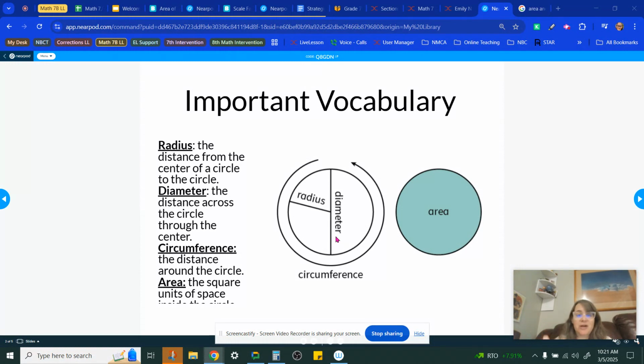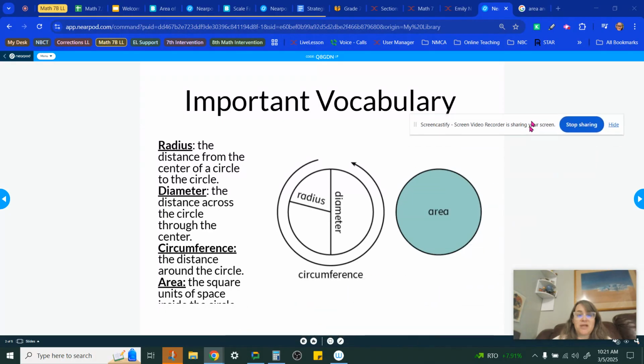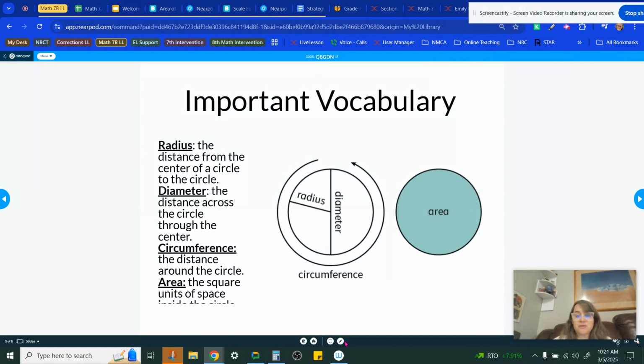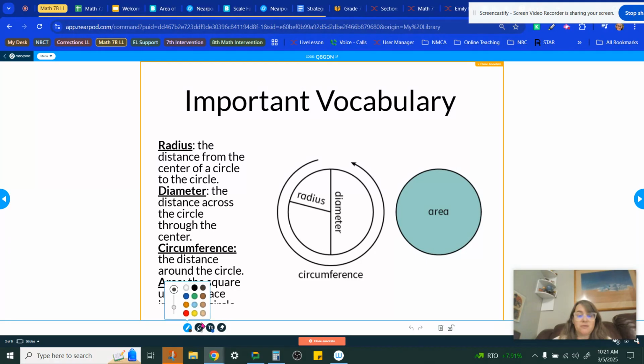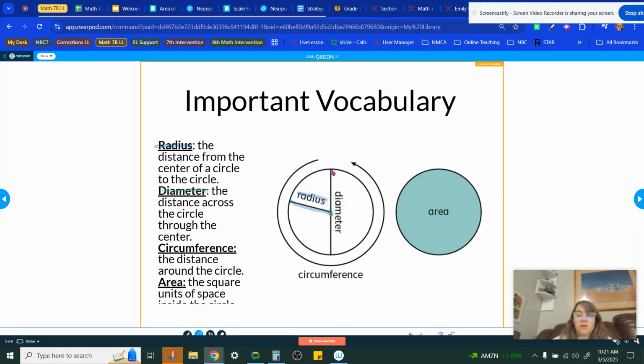Number 1 is vocabulary. If we don't know what these words mean, we're not going to know what to do in the problem. So the radius is the distance from the center of a circle to the circle. Okay, so the radius is here. It goes from the center out to the circle. Okay, the diameter is the distance across the circle through the center. Here's the center, this is the diameter.